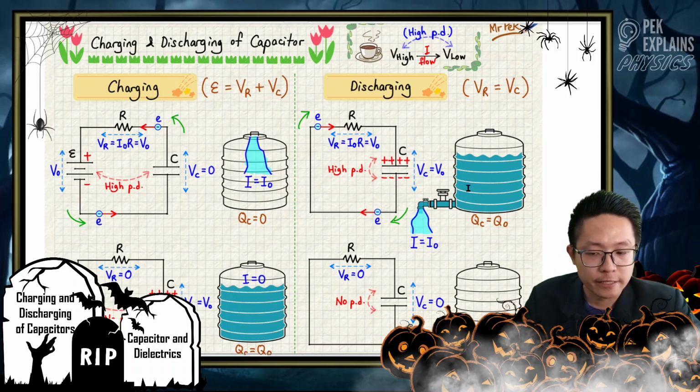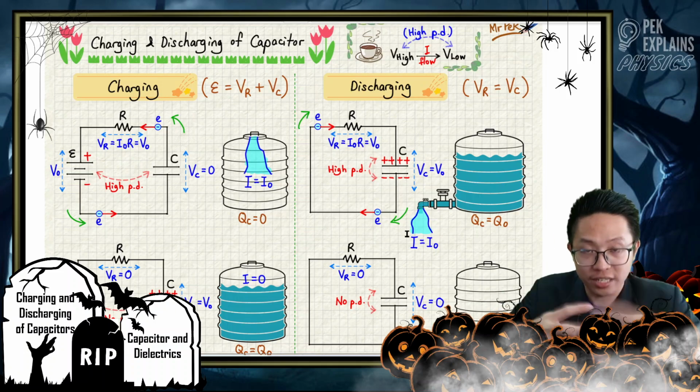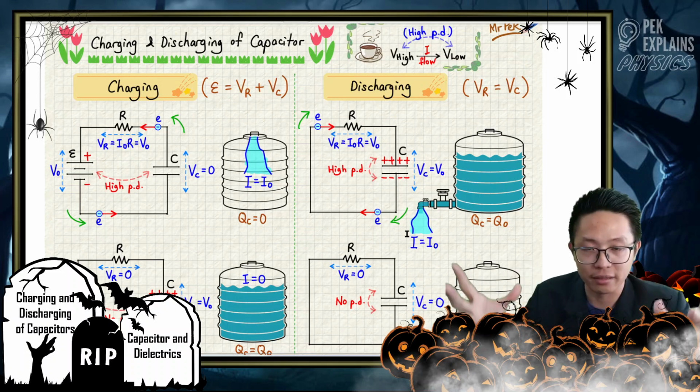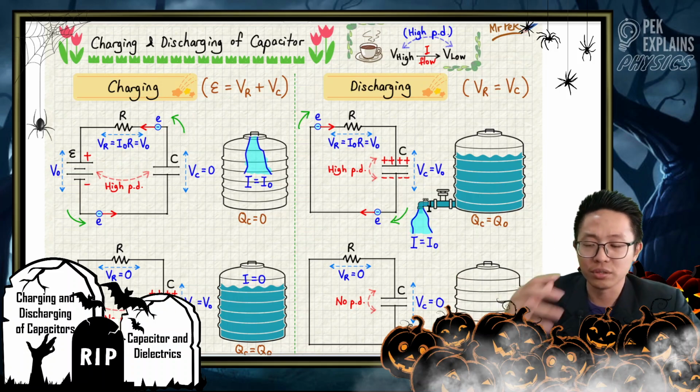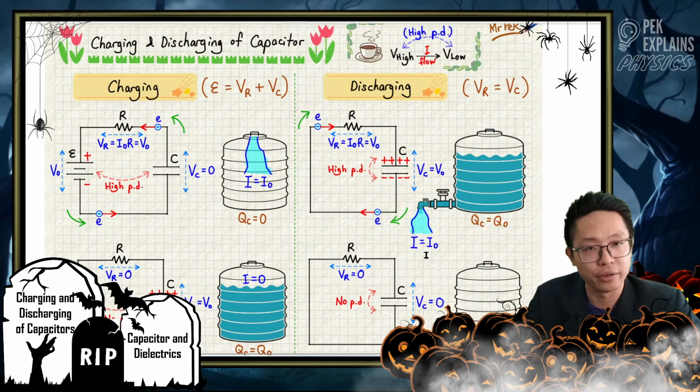It's just like the water tank has a lot of water. When you open up the faucet, the water is gushing out like hell. So the current is maximum, I0.